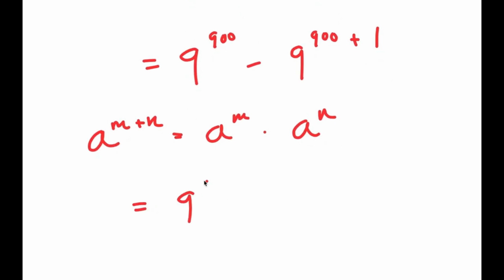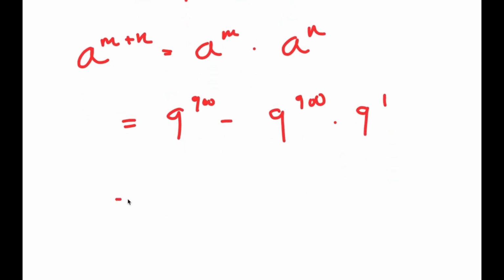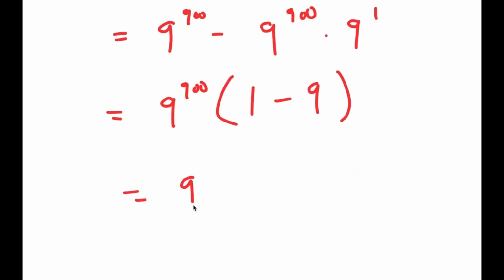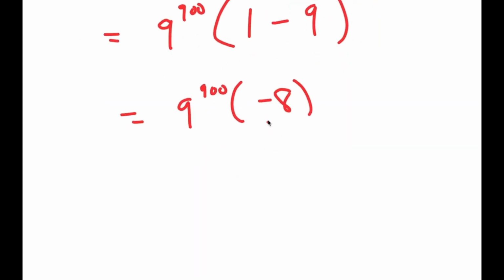So I get 9 to the power of 900 minus 9 to the power of 900 times 9 to the power of 1. And now I can factor out 9 to the power of 900. So I get 9 to the power of 900 times 1 minus 9. And this is equal to 9 to the power of 900 times negative 8. So now I'm going to move the negative sign to the front, so I get negative 9 to the power of 900 times 8.